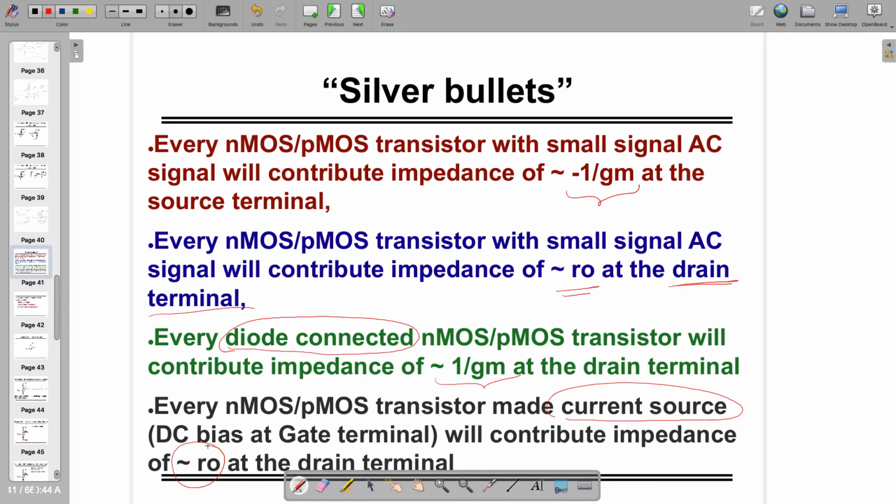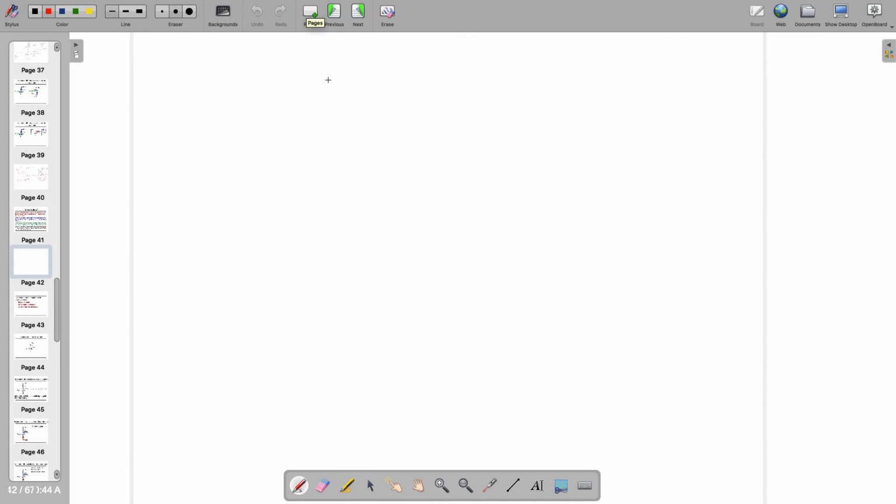Any doubt on this? Okay, if no doubt, then I'll ask you a question. Let's assume that this is a common mode voltage. This one is VD, this one is M2, this one is M1, and this one is Vin, and this is ground. So can you tell me what is the small signal gain now?